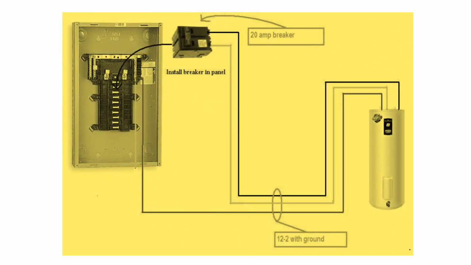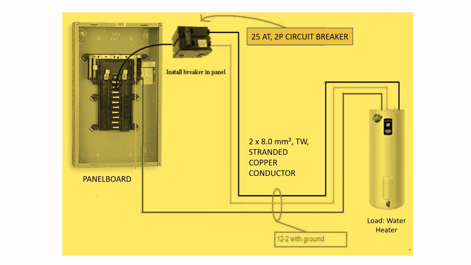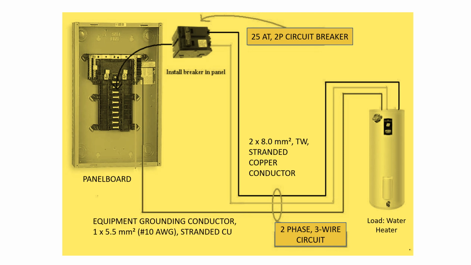So now let us summarize our calculations for branch circuit. This is very important and this is complete calculation. Now this is our panel board where our branch circuit overcurrent protection device is being installed here. This is our load water heater. We have selected the 25 ampere trip 2-pole circuit breaker. This is our selected conductor, 2 by 8.0 mm squared TW stranded copper conductor. Our circuit is 2-phase 3-wire circuit. And this is our selected equipment grounding conductor, 1 by 5.5 mm squared or number 10 American wire gauge stranded copper conductor.